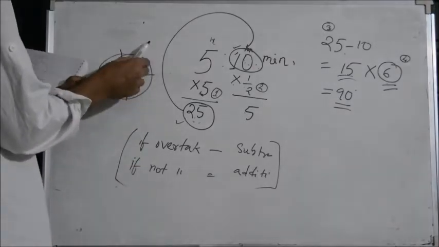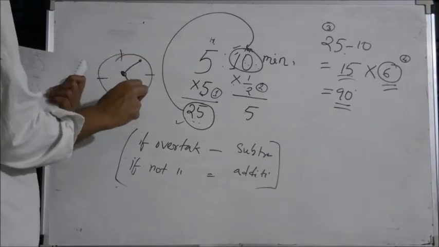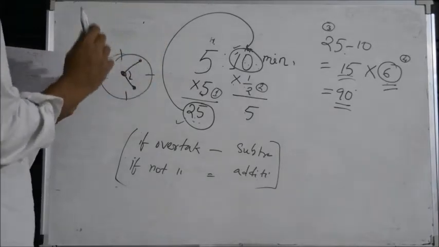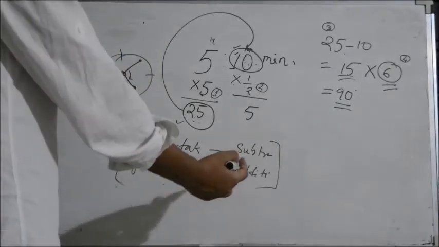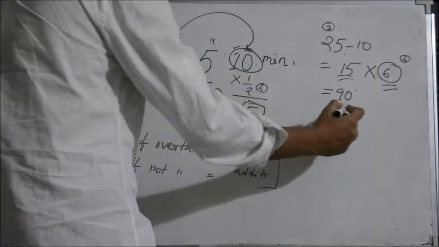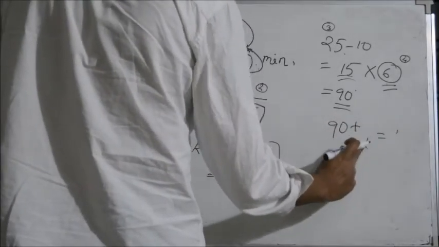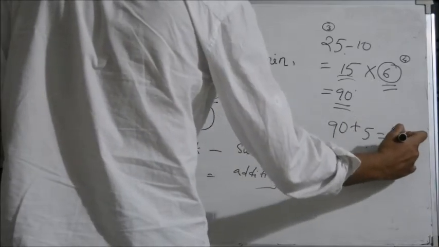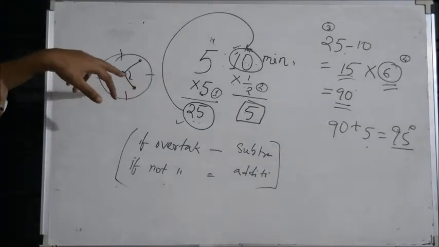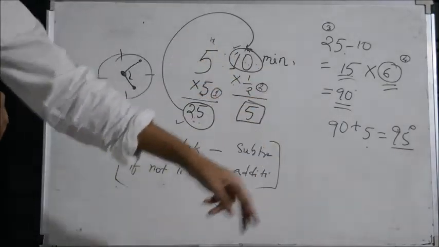Overtaken means, the minute hand is here at 10, and the hour hand is at 5. So the minute hand is not overtaking the hour hand when it is 5 plus 10. That means if not overtaken, we will add. Adding what? This number, this 5 we got after multiplying with half. So 90 plus 5, which is equal to 95 degrees. Therefore the angle between the hour hand and minute hand when the time is 5 plus 10 is 95 degrees.